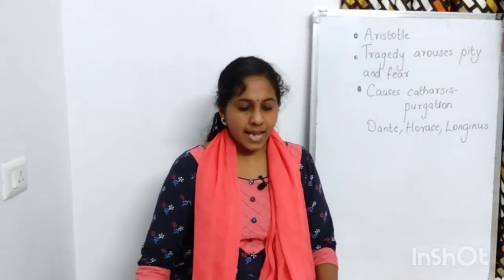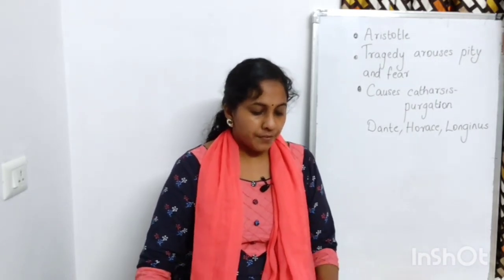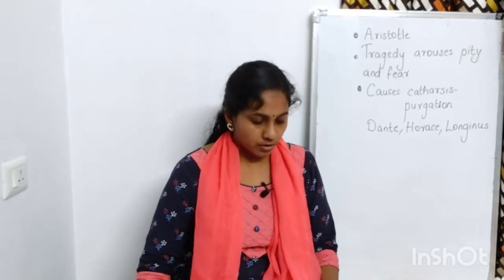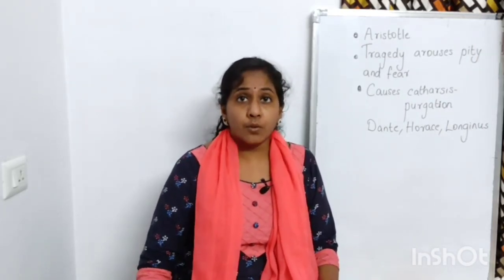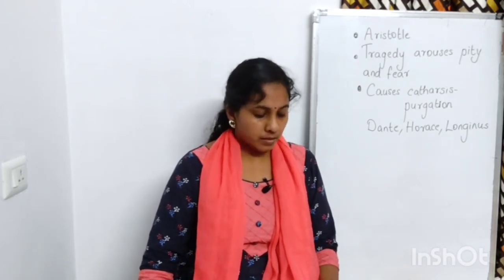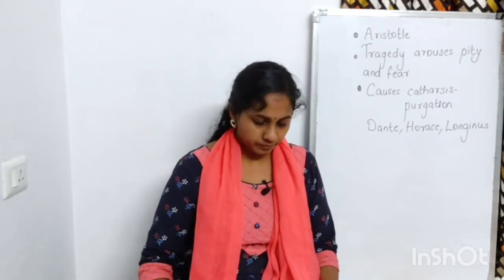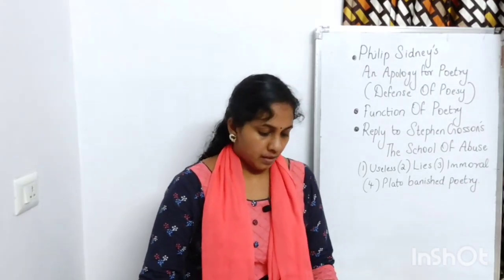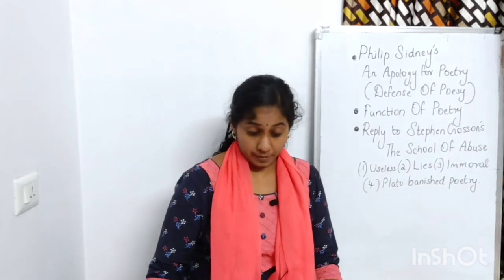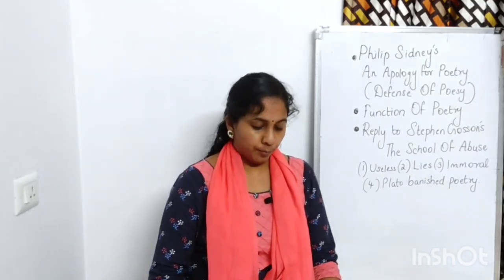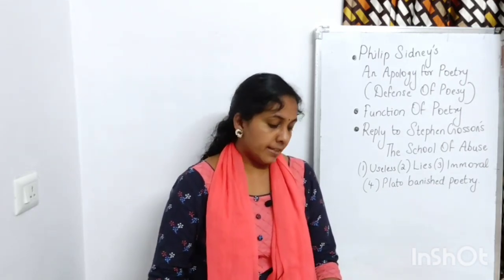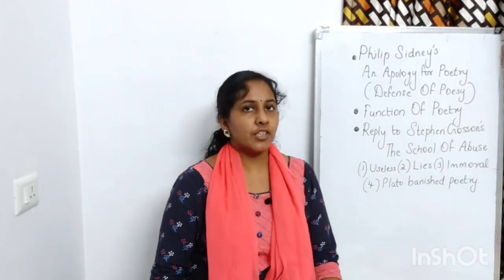Then after Aristotle, Dante, Horace and Longinus further added to these critical ideas. Dante is an Italian philosopher. All of these are well-known critics. Horace is again an ancient Roman poet, and Longinus is also a critic. It was Philip Sidney's An Apology for Poetry, otherwise known as Defense of Poesy, that was the first text in English literature to address the function of poetry.